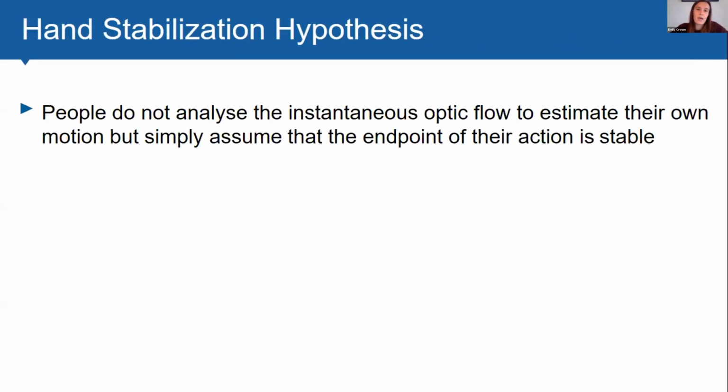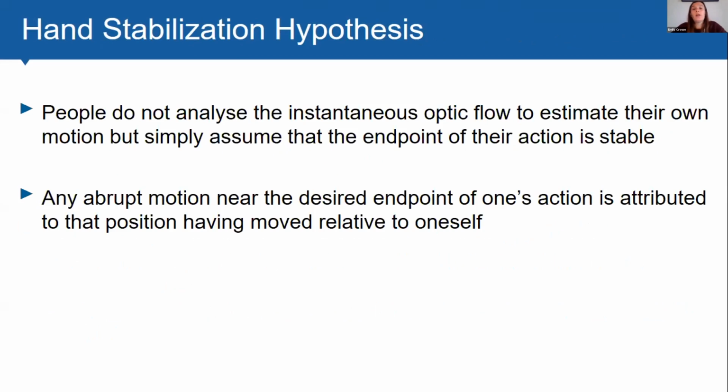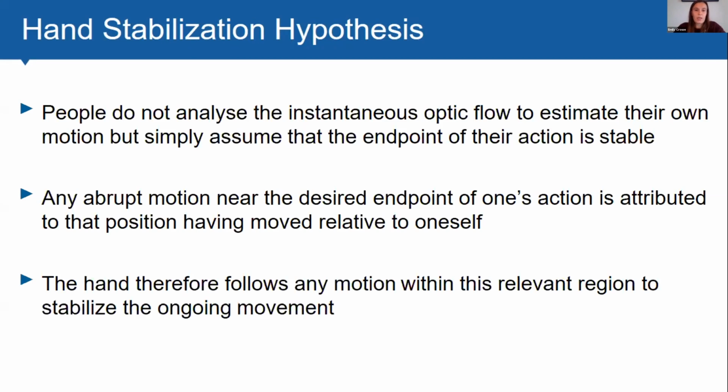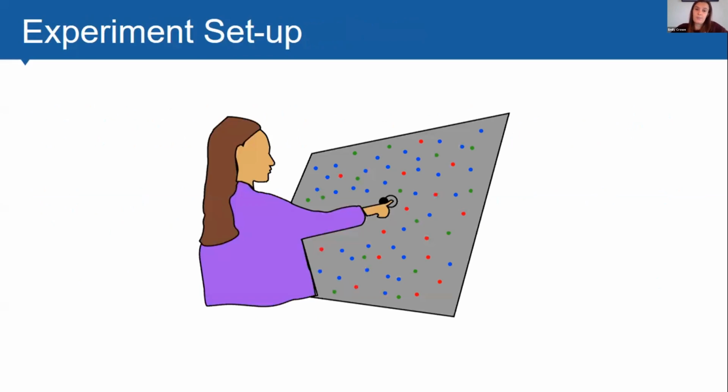According to this idea, people do not actually analyze the instantaneous optic flow to estimate their self-motion, but we assume that the endpoint of our action is stable. Any abrupt motion that appears near the desired endpoint of my action is therefore attributed to that position having moved relative to myself. So during my ongoing movement, I follow any motion within that region to stabilize that movement. I'm going to present 6 experiments that we believe provide support for this hypothesis.